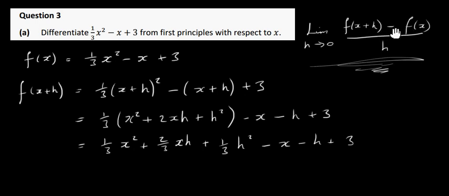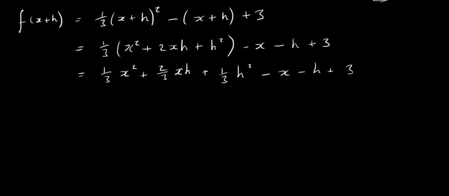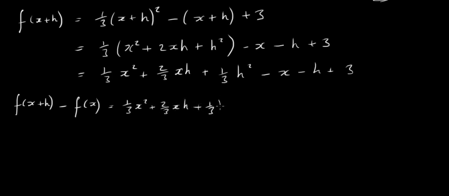So what we want next is f of x plus h. We've got to subtract f of x. So I've got to write all this out. So hopefully I'll have room here, but it's 1/3 x squared plus 2/3 xh plus 1/3 h squared minus x minus h plus 3. And we want to subtract f of x. So I'll just put it in brackets here first. So it's going to be 1/3 x squared minus x plus 3. So we've got to subtract that.